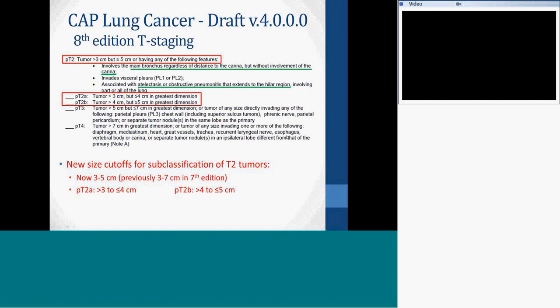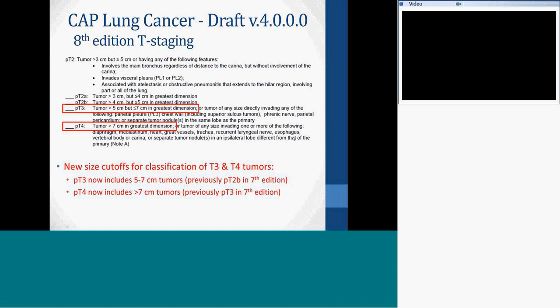T3 and T4 size cutoffs have also changed. Whereas T3 used to be tumors that are greater than 7 centimeters, now T3 denotes tumors between 5 and 7 centimeters. And T4 is what is used to designate tumors that are greater than 7 centimeters in size. The other elements of T3 and T4 have not changed from the current 7th edition.